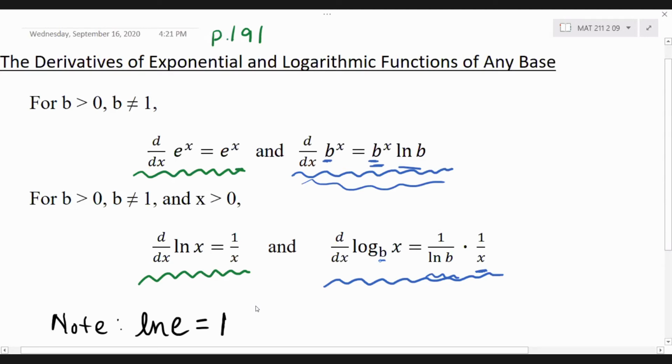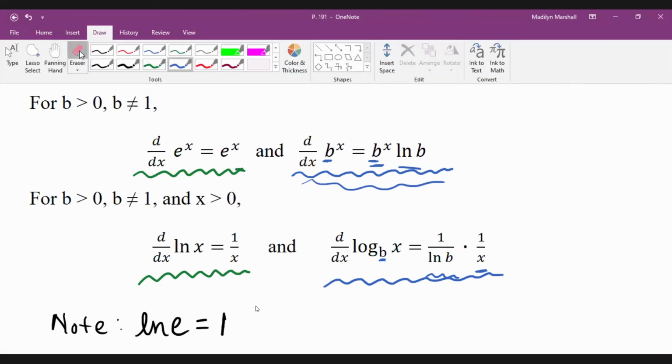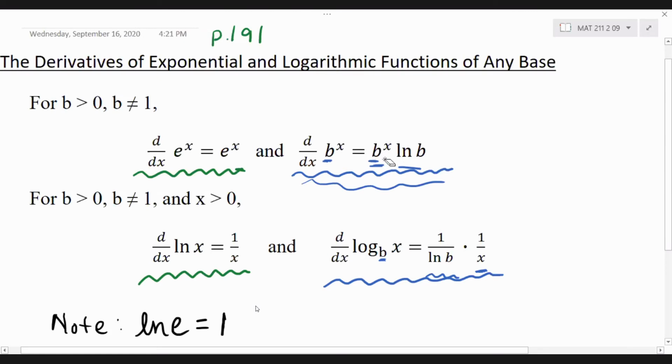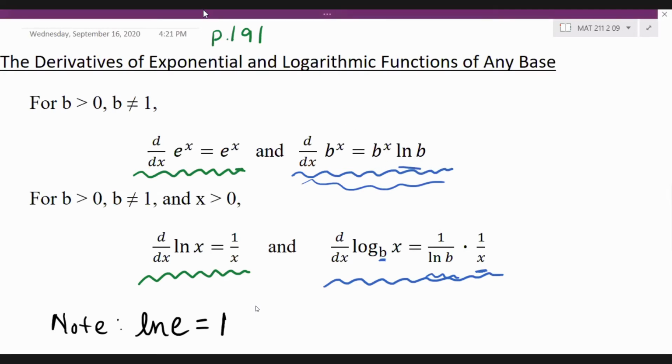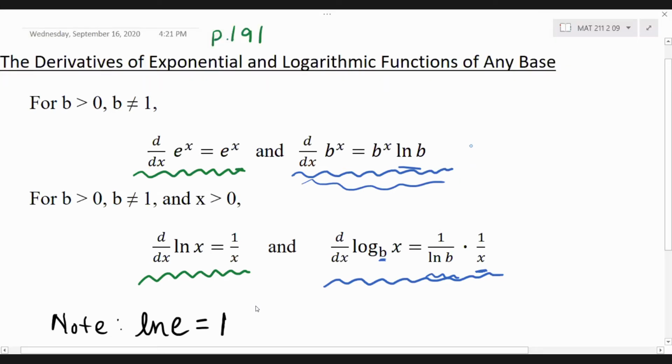And same thing for down here. If we let b be e, we would then have log base e, which is the natural log, and this whole part would go away because that would just be 1. So technically there's only 2 rules happening here. We just have the specific case for when we're working with e and the general case for any base. On the chapter 3 test, I will give you these 2 rules.